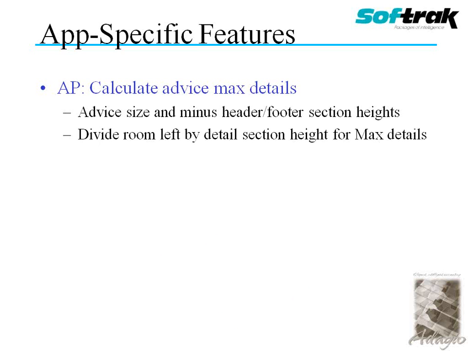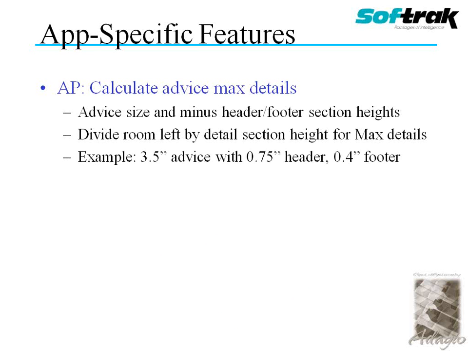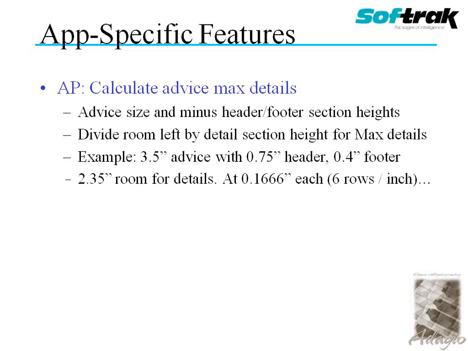Whatever room is left, figure out what your section height is for your details and divide that, and that will determine the maximum number of details. Just to give an example, let's say that you have the standard 3.5 inches for an advice, and your advice header is 0.75 inches, and your footer is 0.4 inches. You subtract that from your total advice height, and that means you've got 2.35 inches as room for your details.